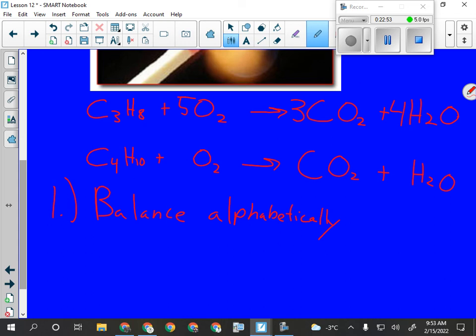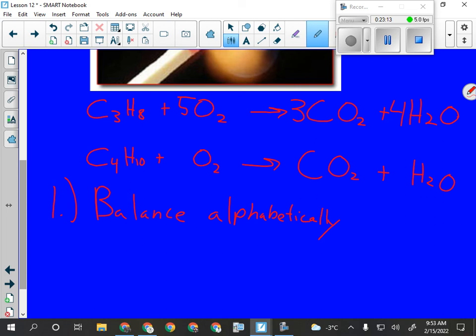Now my reaction is balanced. I have 3 carbons on both sides. I have 8 hydrogens on both sides. I have 10 oxygens on both sides. All right, so that worked good for that one. That single rule, just balance it alphabetically. I'm going to need a second rule for this one, and here's why.